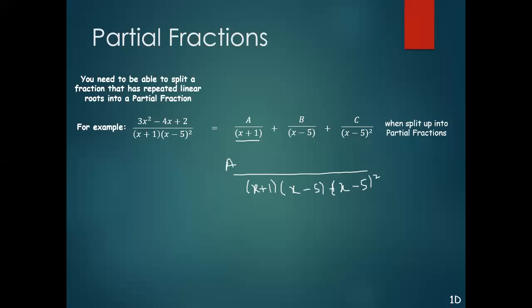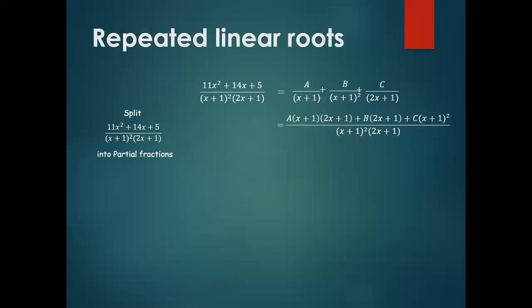So in our example here, we are to express 11x squared plus 14x plus 5, over (x plus 1) squared times (2x plus 1), okay? Good. So we follow the same process. So this is going to be A, B, and C.